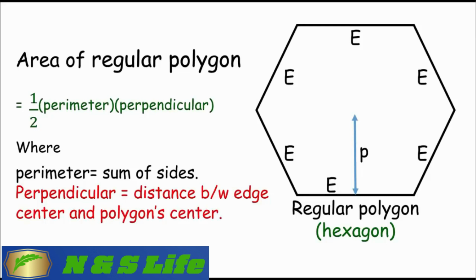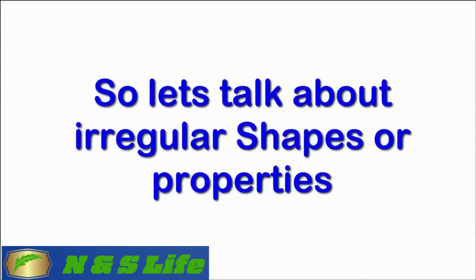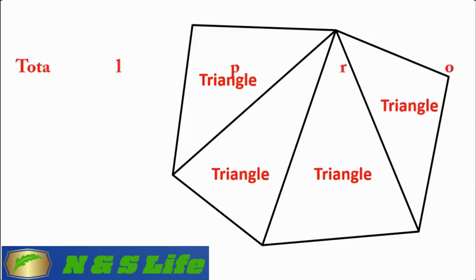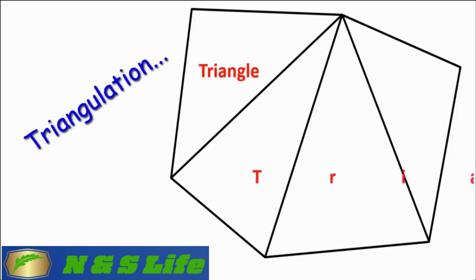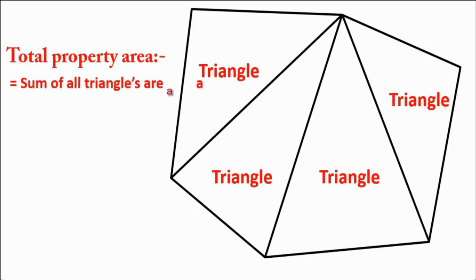I don't want to waste much time here because our main goal is to cover irregular shapes. So let's talk about irregular shapes or properties. Remember, whenever you face an irregular property on site and want to work out its area, an easy way is to split the whole property into simple geometric shapes. The best way, according to me, is triangulation. You have to split your property into triangles, calculate the area of each triangle separately, and add them together to get the area of the whole property.